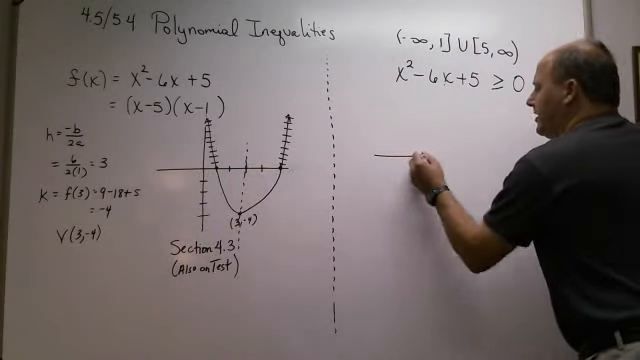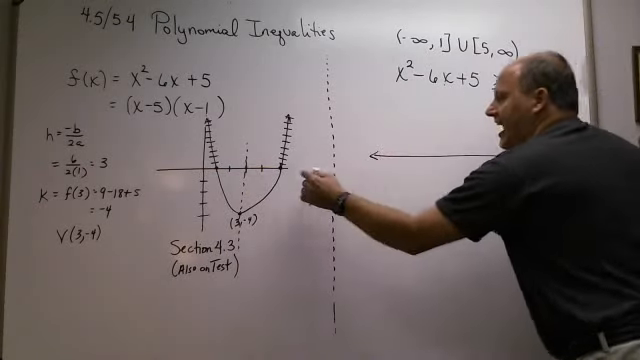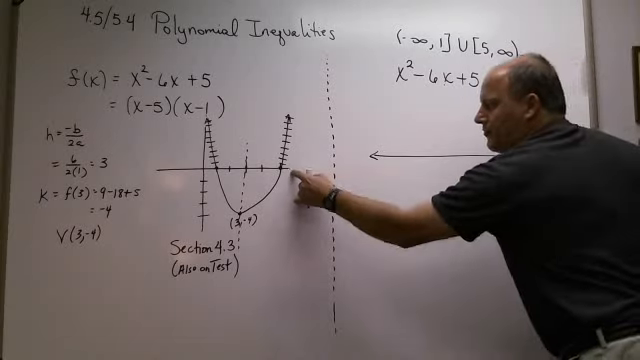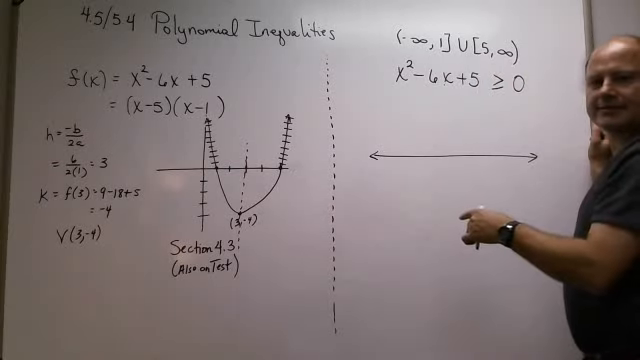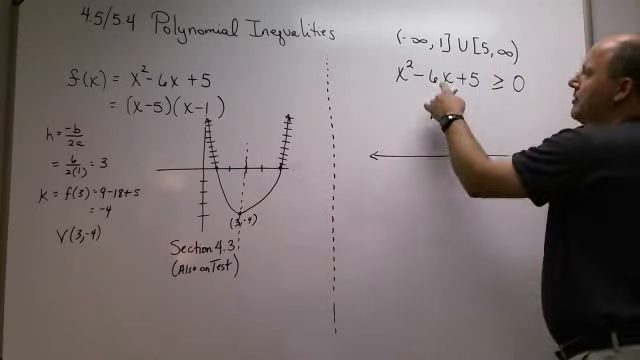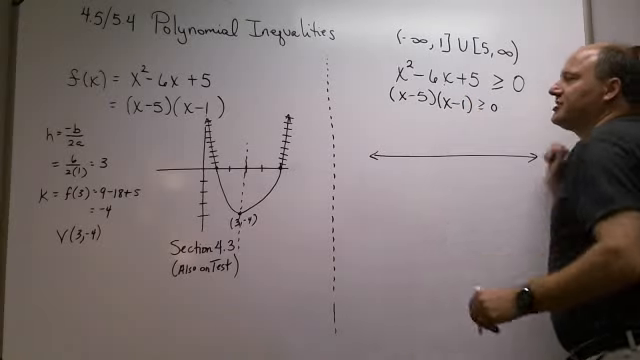So you look at the x-axis, so I'm referring to just this axis right here. So this is what I'm referring to. I'm not really going to draw the y-axis. Now what I'm going to do is I'm going to factor this. So it's x minus 5 times x minus 1 greater than or equal to 0, just like it was over here.